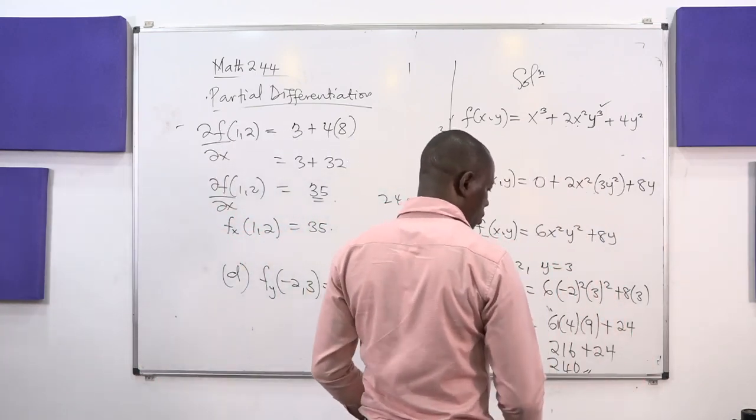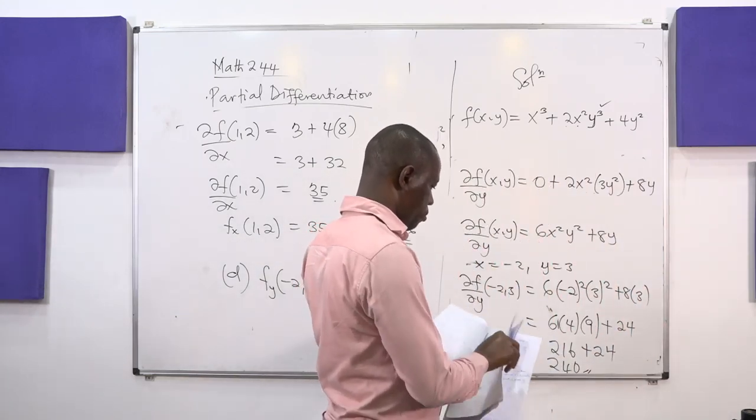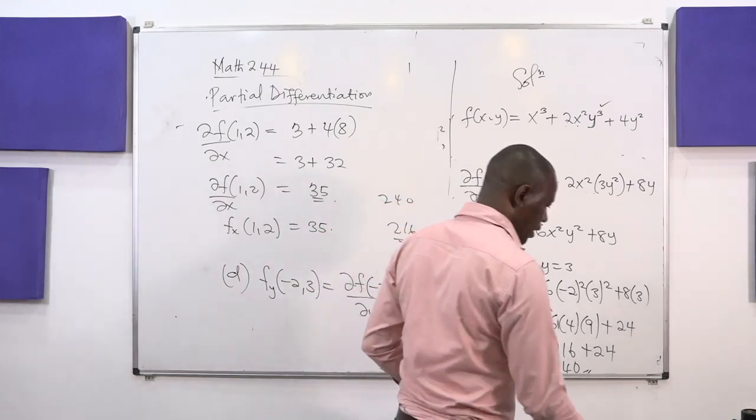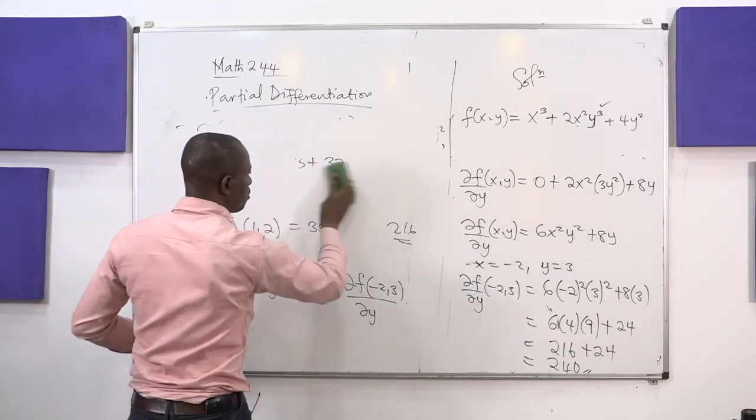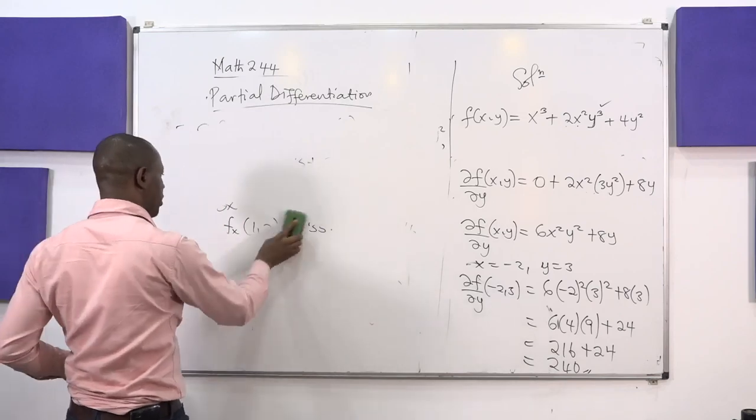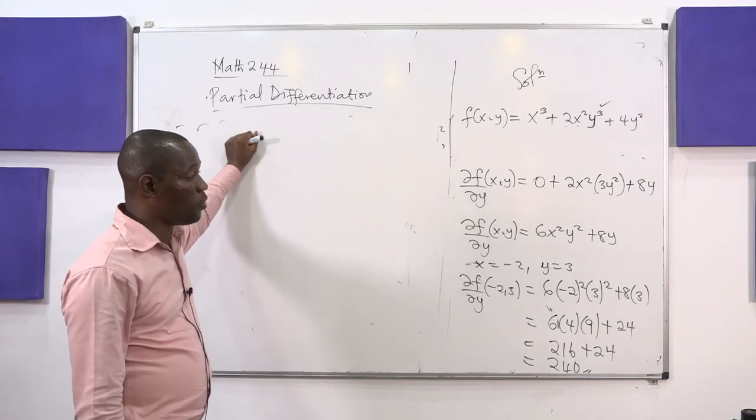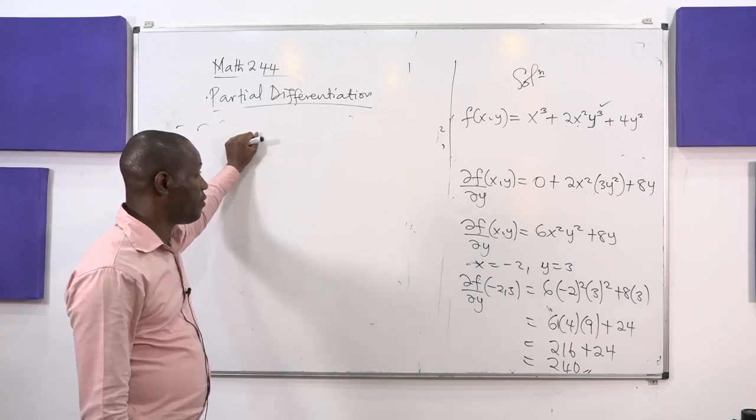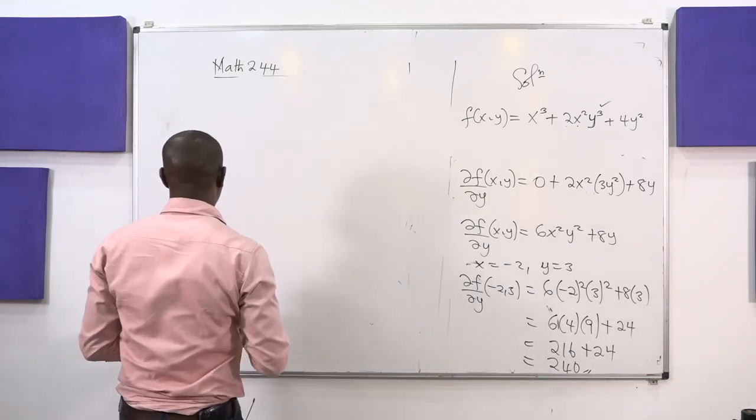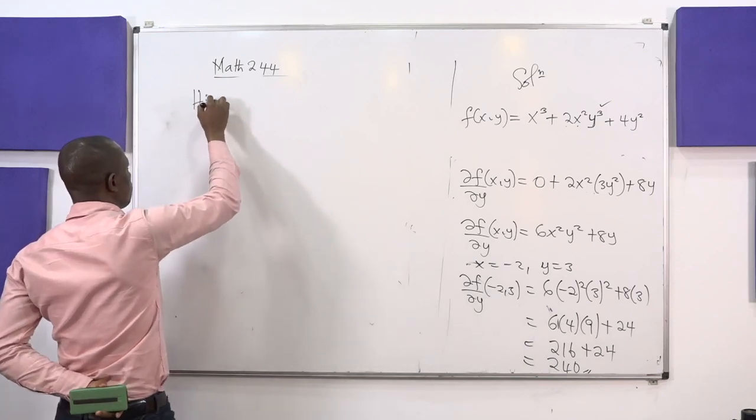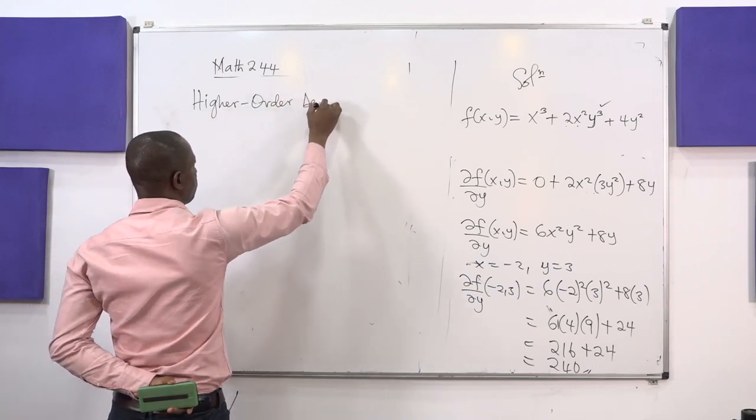Now let's move on to higher order derivatives. Before we move to the chain rule and its applications, we look at higher order derivatives, as we did at pre-tertiary level, for calculus in one variable. Here we redo it for calculus of several variables.